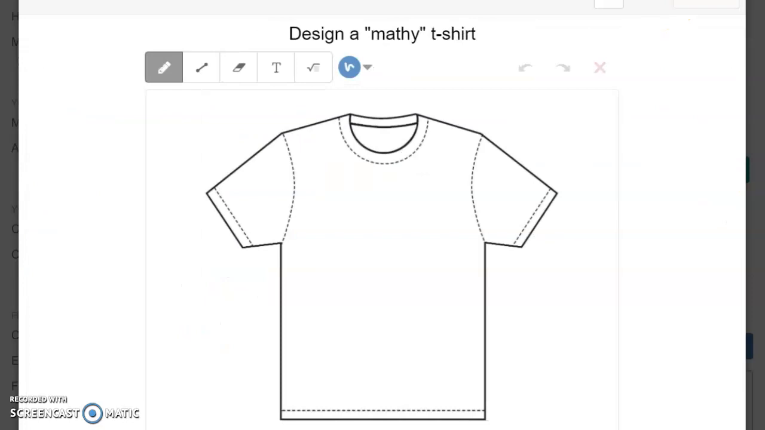Alright, so then just a time filler until others get caught up. I want you to design a mathy t-shirt here. Be creative, see what we can come up with.